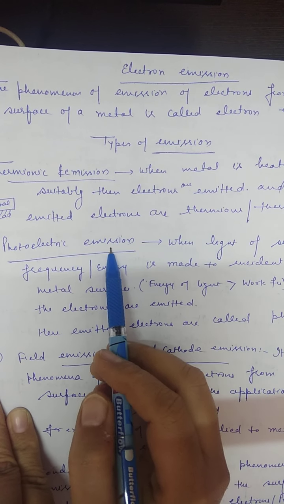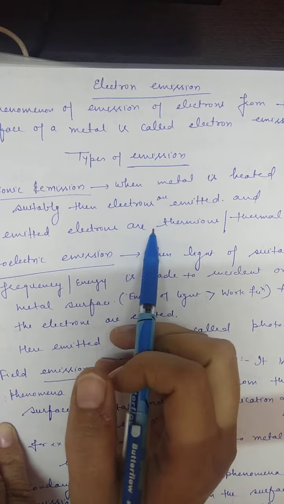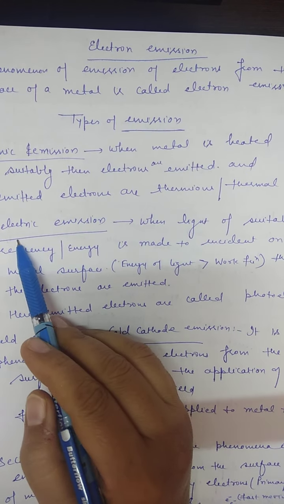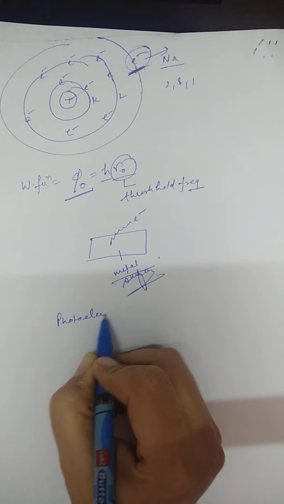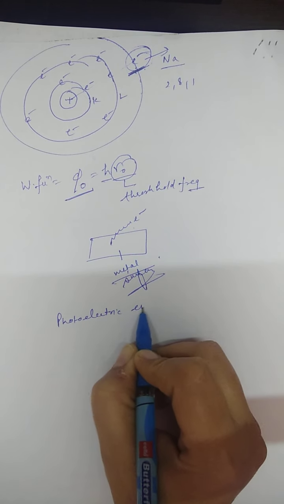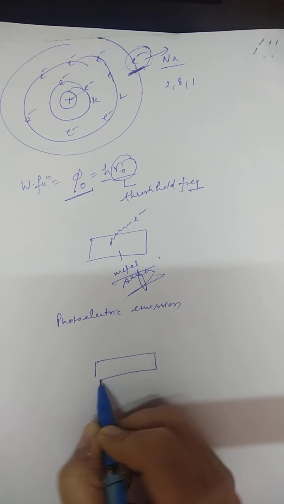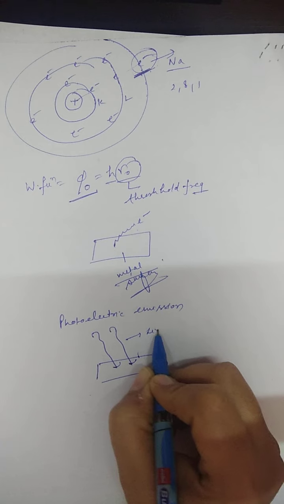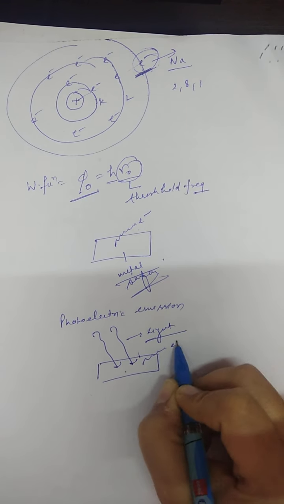और जो electron इसमें emit होंगे इनको हम क्या बोलते हैं? Thermal electrons. फिर आता है photoelectric emission. Photoelectric emission में light of suitable frequency is made to incident over the metal surface. यहाँ आपने क्या कहा? Light fall कर रही है. Light of suitable frequency is made to incident over it and the electrons get ejected.